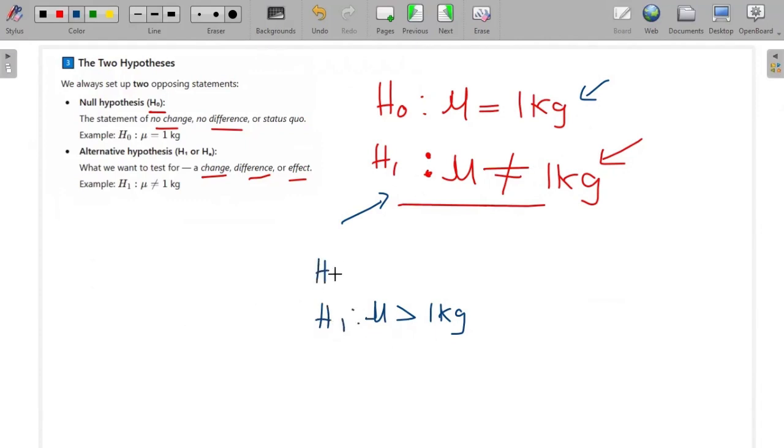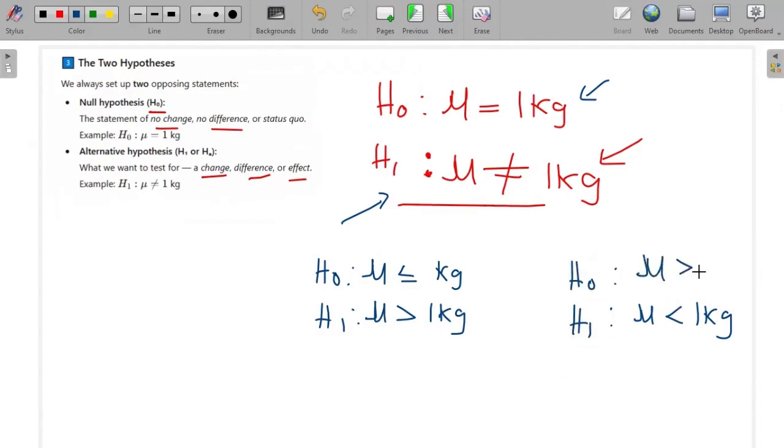So the null hypothesis should be opposing this statement. The alternative is saying the mean should be greater than 1 kg, so the null hypothesis will say that the mean should be less than or equal to 1 kg. Again, if I'm testing that my population mean is less than 1 kg, since I don't have the equal sign in here, this is my alternative hypothesis, and my null hypothesis will oppose this, meaning that my population mean should be greater than or equal to what?